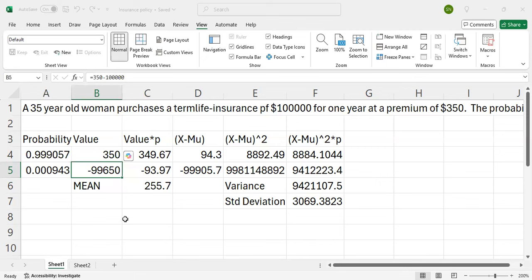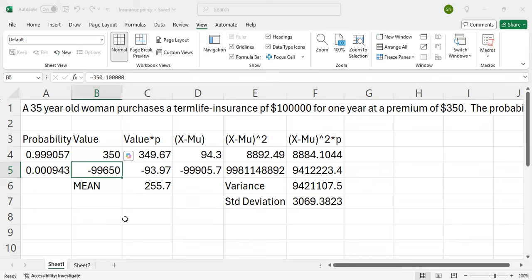You understand where I'm coming from? Since the insurance company had received a premium of $350 at the beginning of the year, that's profit for them. But if the woman does not survive, an unfortunate event, then they have to give out 100,000, but not all of the 100,000, because they have already pocketed 350. So their net loss, or net negative benefit for them, will be minus 99,650.